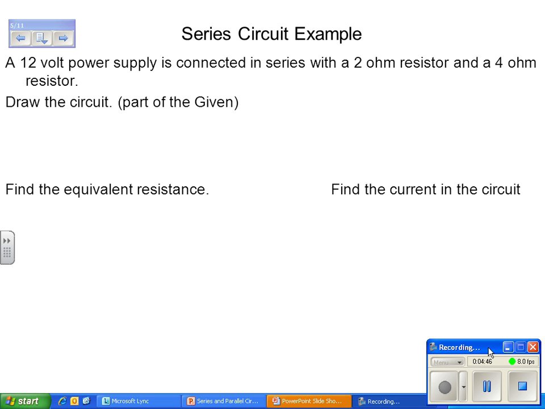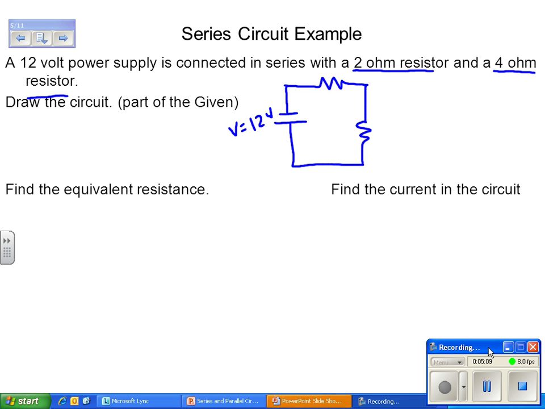First thing you want to do is draw your circuit diagram and label it. And it is part of the given. So we have our battery. In this case, the battery is actually a 12-volt power supply. 12 volts. So there's our voltage source. We have a 2 ohm resistor and a 4 ohm resistor. So there's one resistor, there's our other resistor, and it goes back. So R1 is 2 ohms, R2 is 4 ohms. And our voltage is 12 volts. So that's good enough for given right there. Don't have to redo the list.